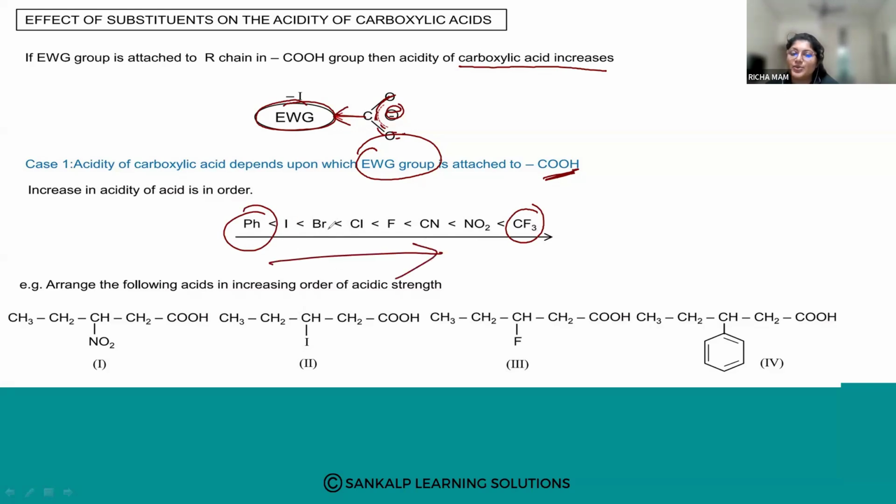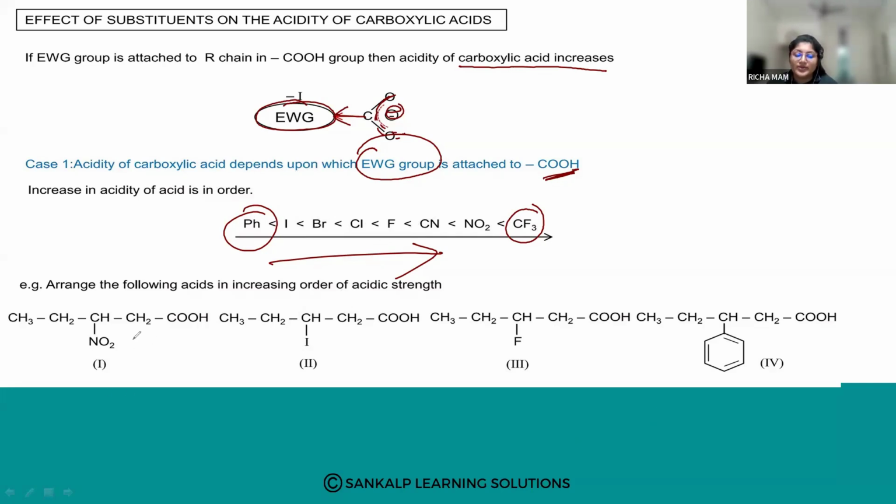Phenyl, then iodide, bromide, chloride, fluoride, cyanide, nitro, and CF3. So the greater the electron withdrawing strength, the stronger the acidity of the acids. This is the effect of various groups, and this is the increasing order of acidity.